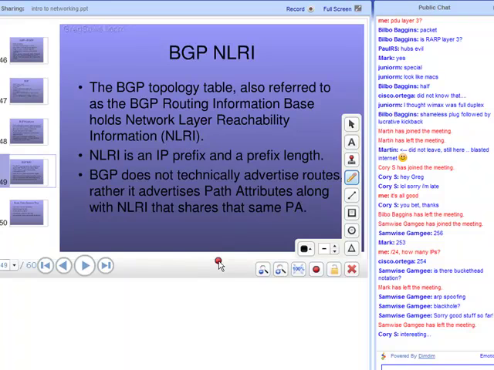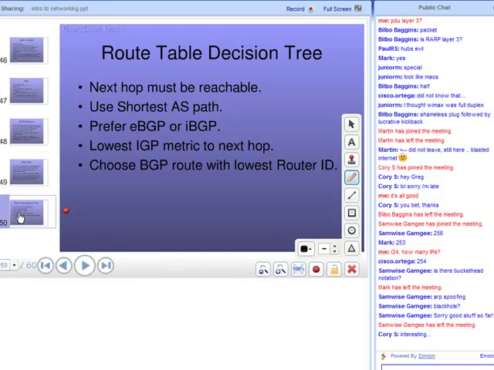BGP doesn't technically transfer routes either. They do network layer reachability information, which is basically going to be an IP prefix and its length. BGP advertises path attributes as well, like the autonomous system that it actually came from. So the AS path is going to be your most common one, which is actually used in the route table decision.